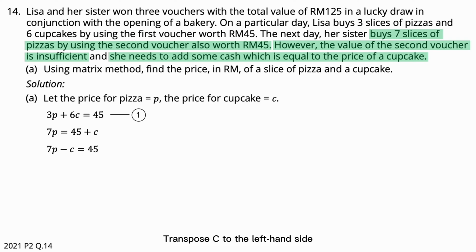Transpose C to the left-hand side. 7P minus C equals 45. Equation number 2.